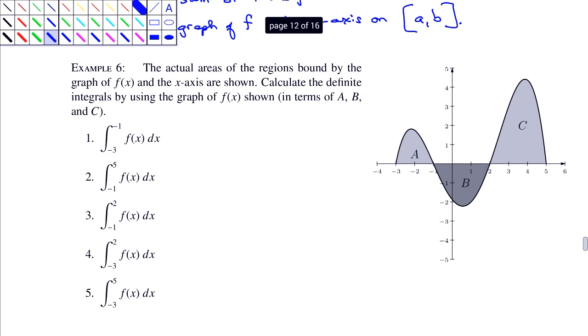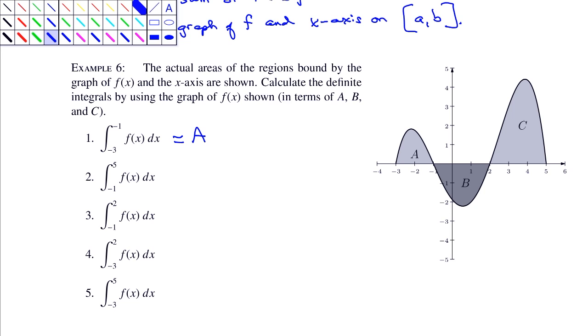Question 1 says, what is the integral from -3 to -1? So -3 to -1 would be the area under the curve, between the curve and the x-axis. That area is above the x-axis, so that's okay, and that's A. Whatever A is, 4, 6, whatever.